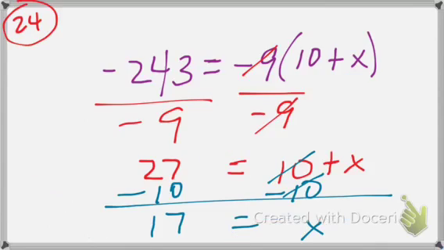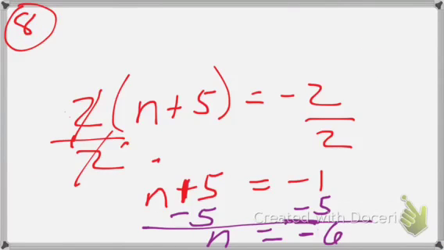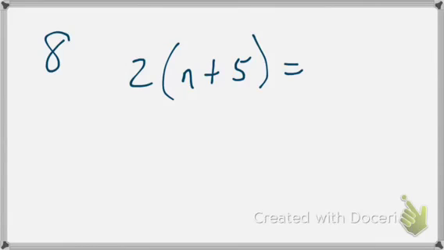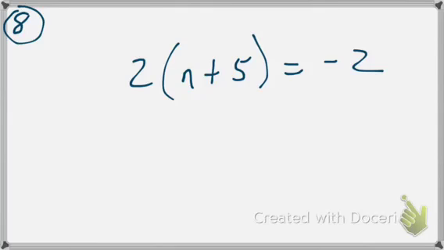Okay, so let me go to a different slide. Number 8. I'm gonna work this one from scratch. Okay, so we're gonna write 8 equals 2 parentheses n plus 5 equals negative 2. Okay, this is number 8. Put it at the top corner. So here's the problem right here. Okay, we're gonna go step by step.